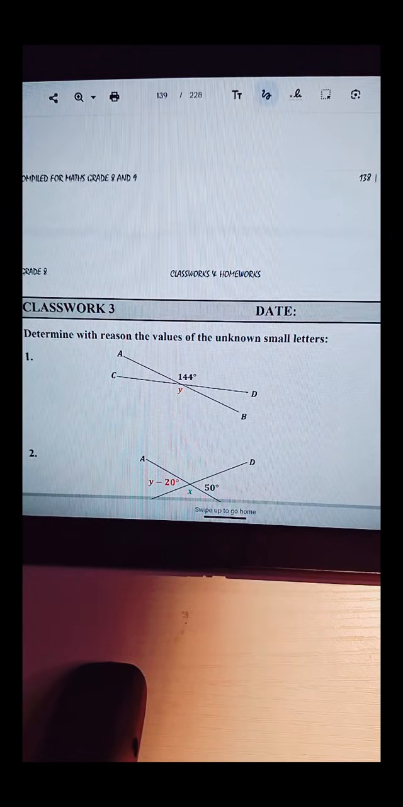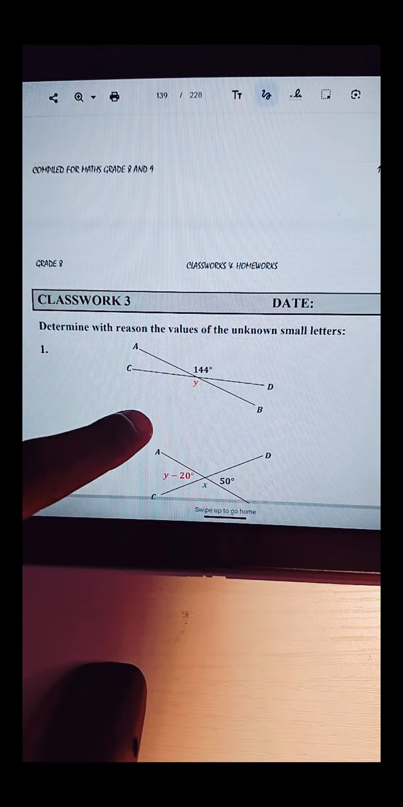Okay, let's look at this. Determine with reason the values of the unknown small letters.